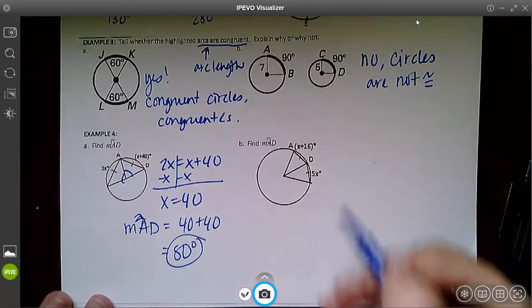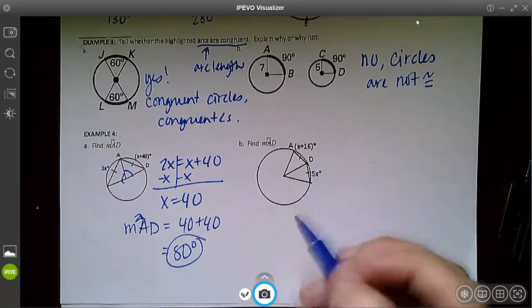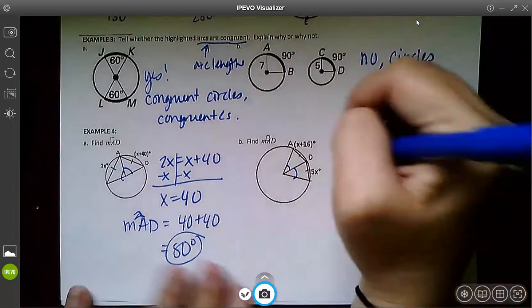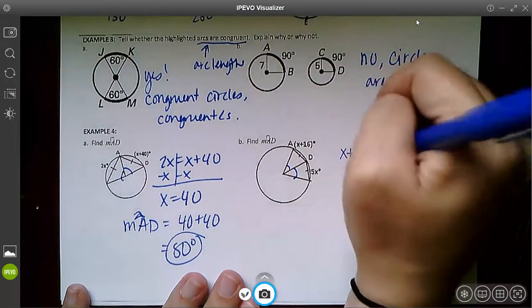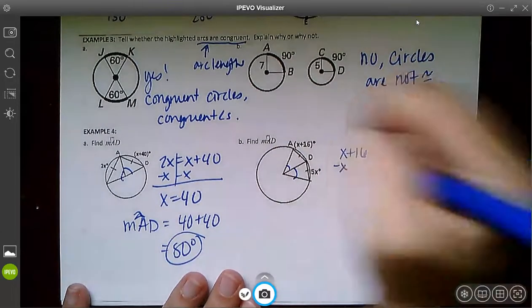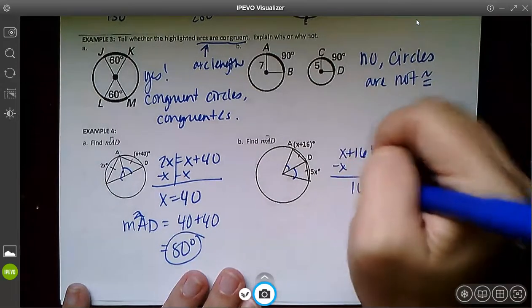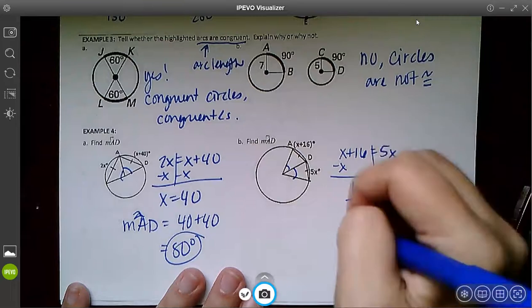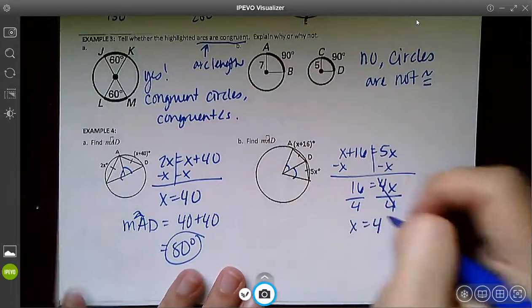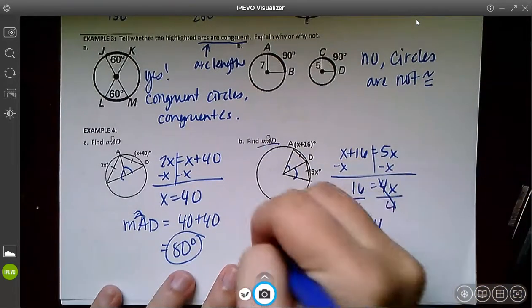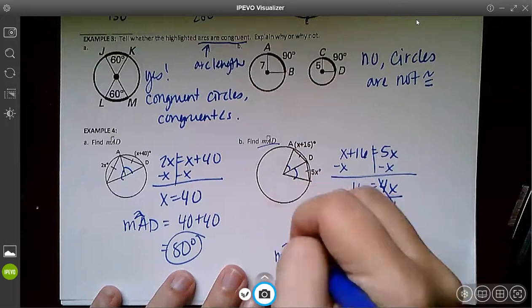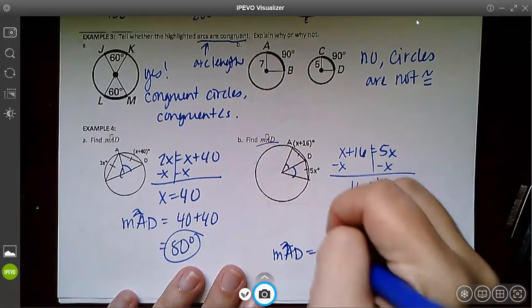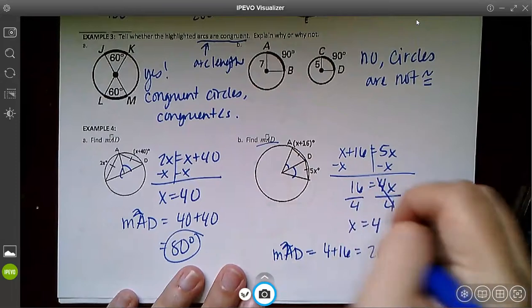This one, same situation, chords are congruent, so their angles are congruent. To find the measure of arc AD, I need to find x first. So x plus 16 has to be equal to 5x. Subtract x. 16 equals 4x. Divide both sides by 4. x equals 4. Now it wants us to find the measure of arc AD. So I'm plugging in 4 for x. So 4 plus 16 is 20 degrees.